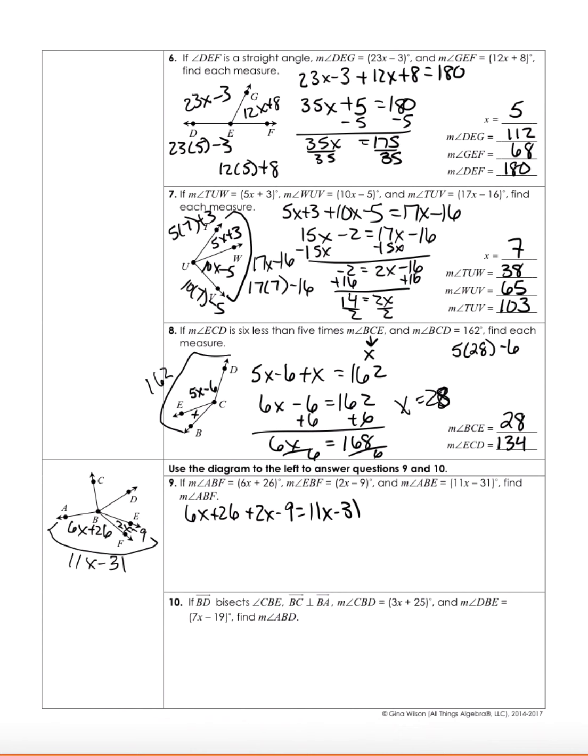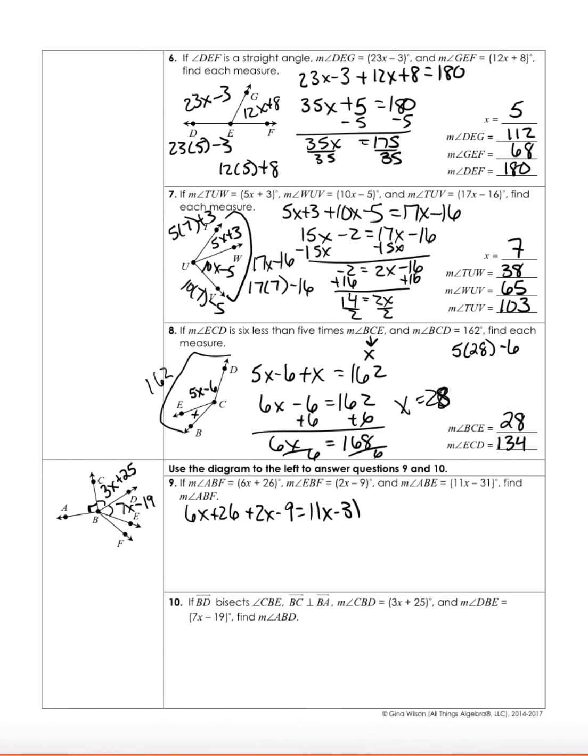Okay, and then for the last one, I'm going to erase what I have here. It says that BD bisects CBE. So the first thing I'm going to do is put in those congruent marks to show that those are equal. Then it says that BC is perpendicular to BA. So I'm going to make a right angle block to show that that's 90 degrees. Then it says that CBD is 3x plus 25. And DBE is 7x minus 19. And I'm supposed to find ABD.